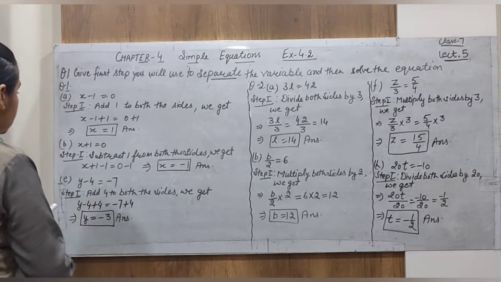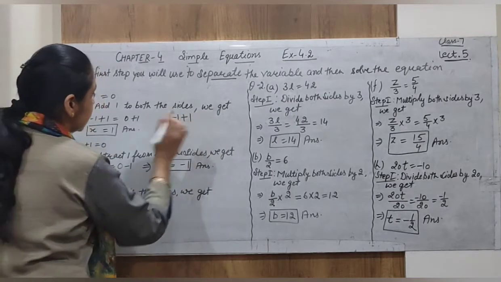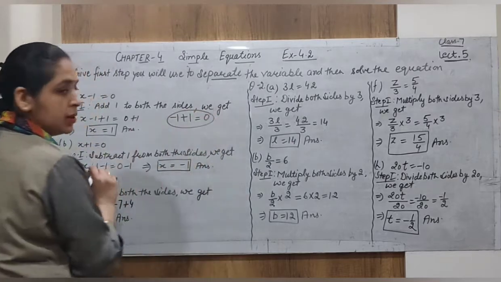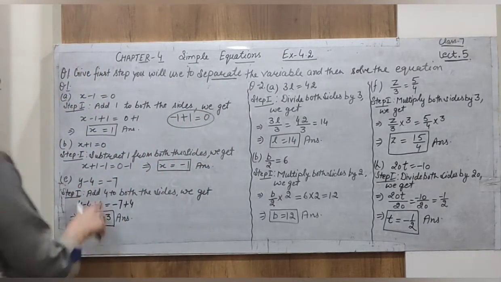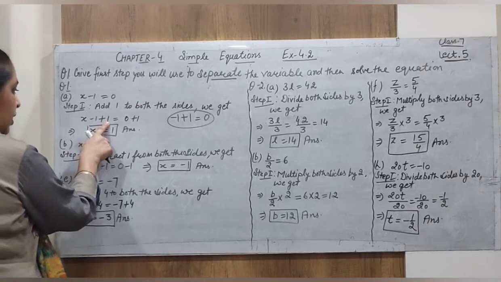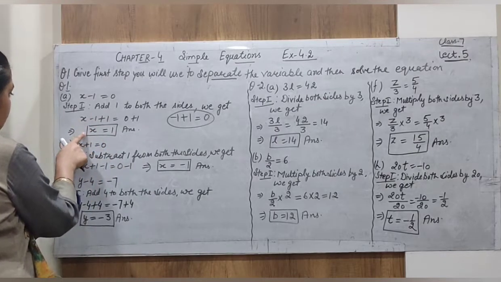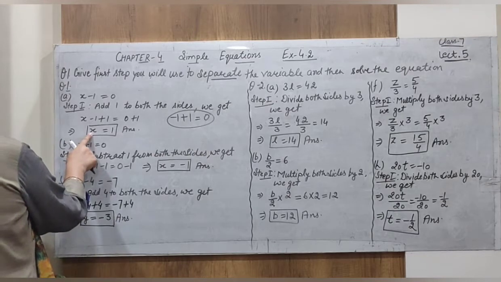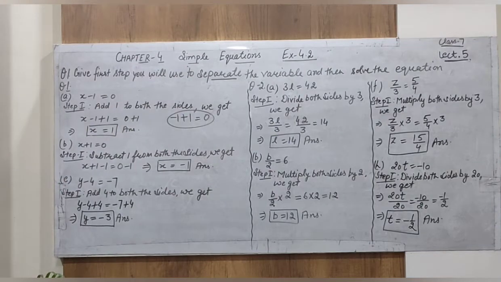What happened? Now see, minus 1 and plus 1 cancel each other and the result is 0. So minus 1 cancels out with plus 1, and that's why we add 1 on both the sides. On the left hand side, we are now dealing only with the variable, and that is x. So the first step is to separate the variable. The next step is to solve the equation.